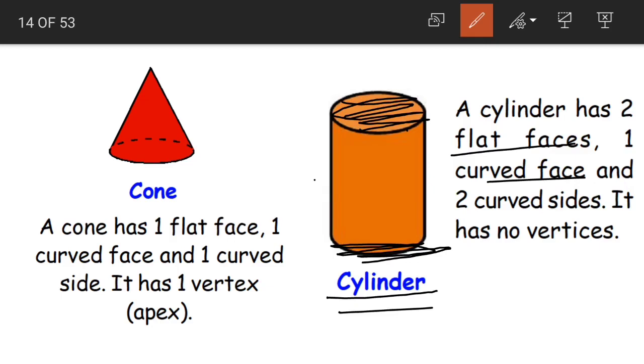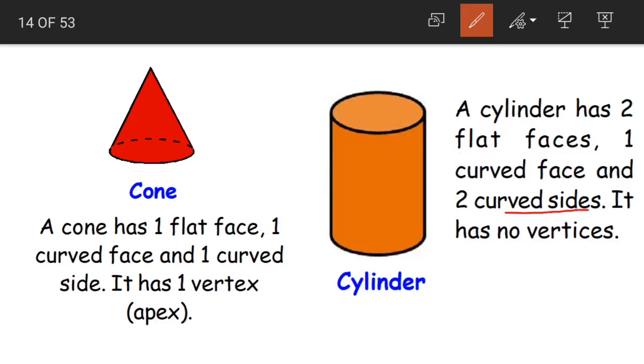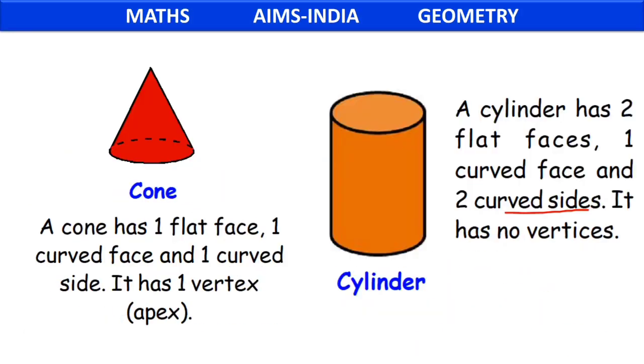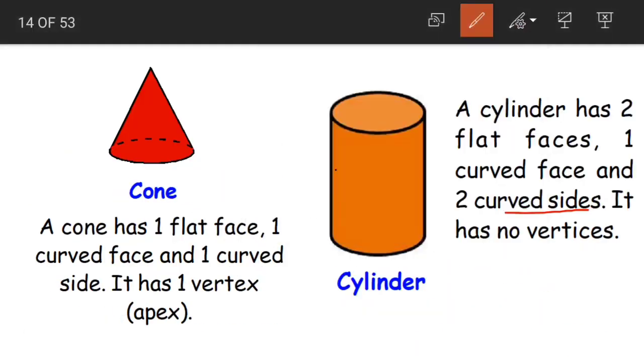Now coming to our curved face, children, it has one curved face. This is our one curved face. So a cylinder has two flat faces, one at the top and one at the bottom, and one curved face. Coming to the sides, children, what is a side? What did we learn? A side is the line where two faces meet. Here, as we have discussed, this is a curved face and this is a flat face.